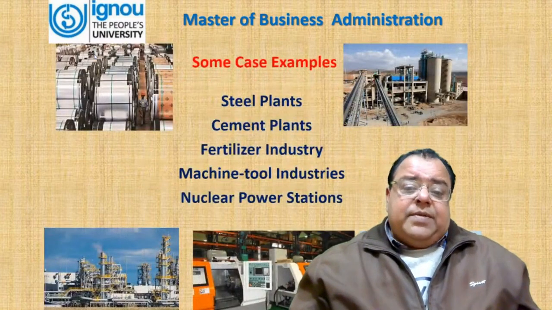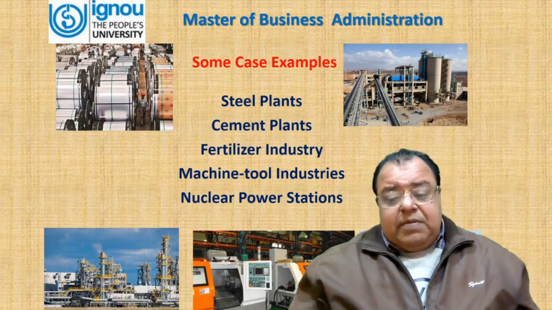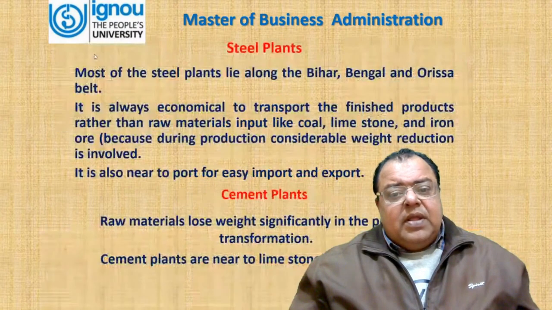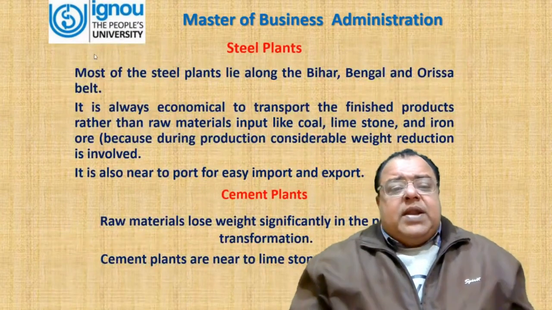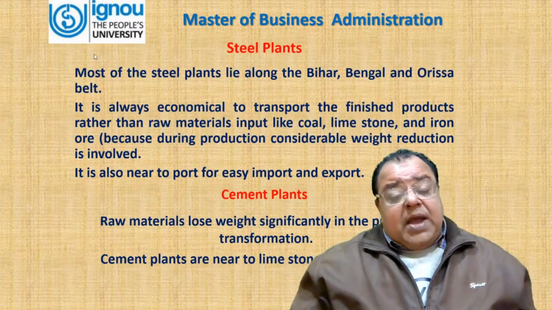These are some of the case examples we will be discussing: steel plant, cement plants, fertilizers, machine tool industry, nuclear power station. We talk about steel plants. Most of the steel plants lie along the Bihar, Bengal, and Orissa belt.